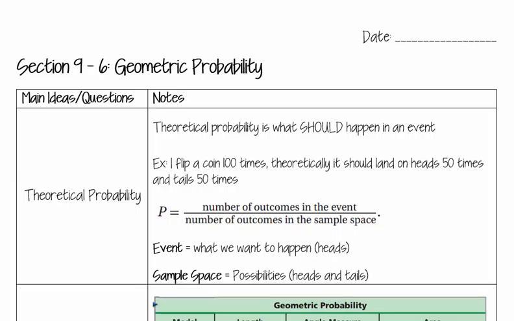So the probability is the number of outcomes in the event over the number of outcomes in the sample space. So let's think about what those two things mean. The event is what we want to happen, and the sample space is the possibilities. If we think about the coin example again, if I want heads, there's only one head on the coin, so that would be my event. But there are two possibilities, that's your sample space. It could be heads or tails, so the probability is 1/2.